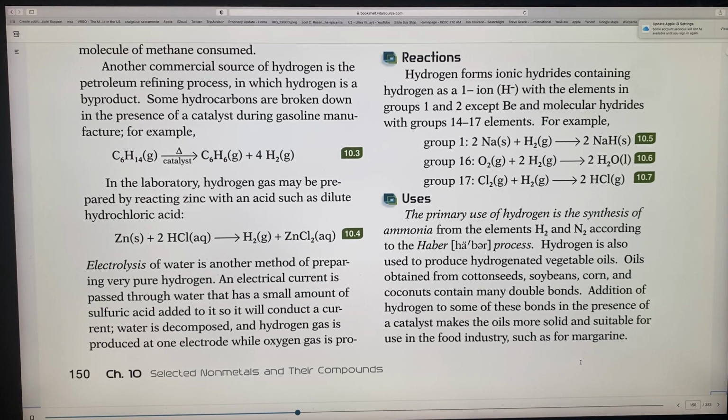Also, electrolysis. What is electrolysis? Electrolysis is basically putting electric current through. Electrolysis of water is a method of preparation of pure hydrogen. Electrical current is passed through the water, which has a small amount of sulfuric acid in it, and then the water is decomposed and hydrogen gas comes out. So just think of electrolysis. This is how hydrogen is produced in the laboratory. Let's go on.